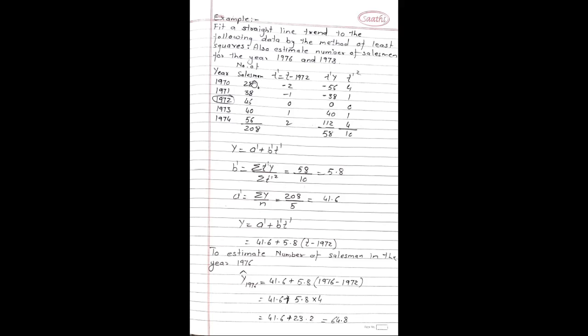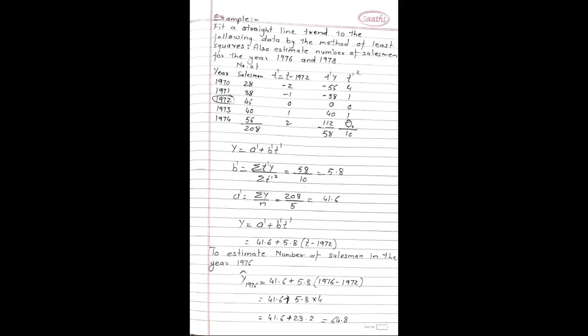So minus 2 into 28 becomes minus 56. Minus 1 into 38 becomes minus 38. 0 into 46 becomes 0. 1 into 40 becomes 40. And 2 into 56 becomes 112.